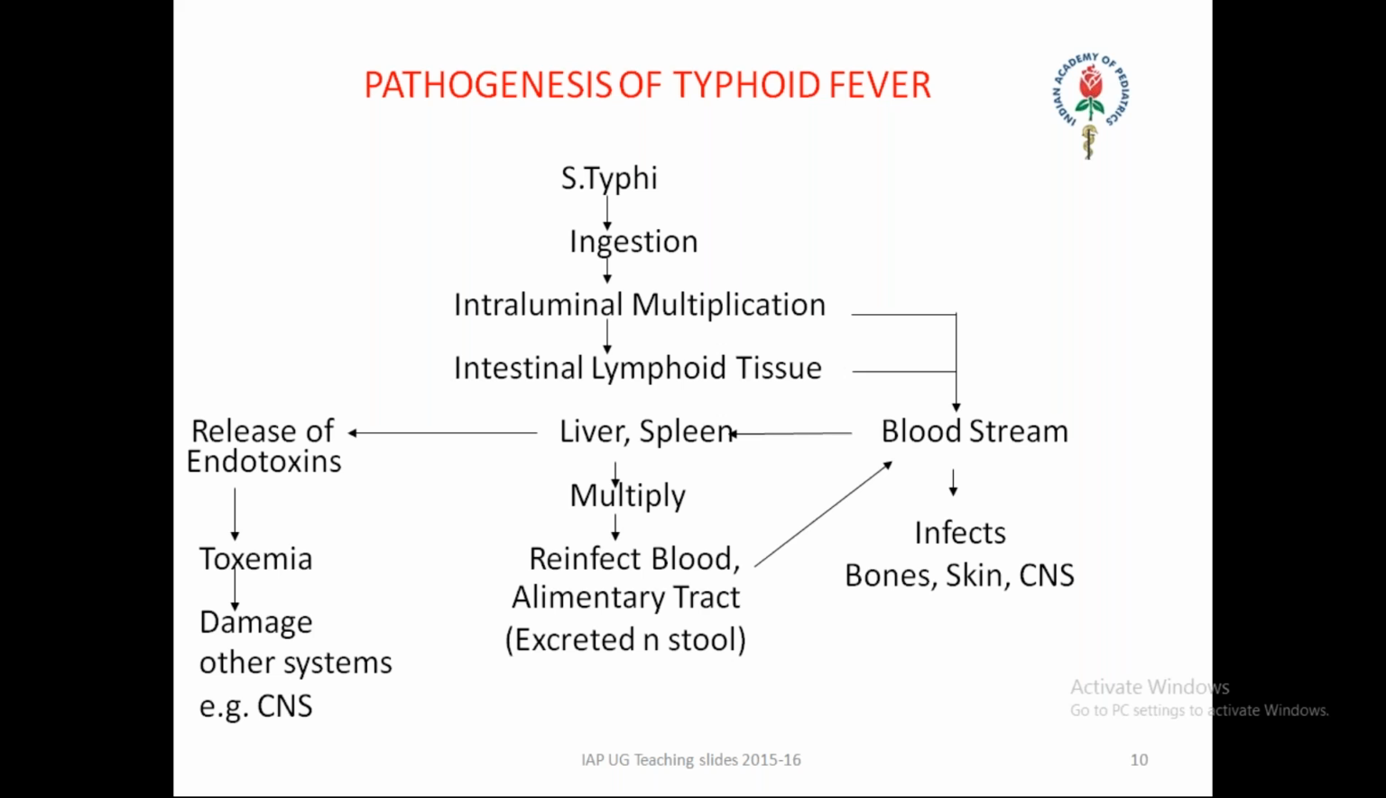So mostly by ingestion route, we can remember it simply: multiplication occurs intraluminally and in intestinal lymphoid tissues. Already we know what Peyer's patches are, and then to the bloodstream, from the bloodstream directly to the liver, spleen, or other systems like CNS, skin, and bones. From liver and spleen, release toxemia, damage the CNS, or multiply there itself, reinfect the bloodstream again or alimentary tract, and it is excreted in the stool.